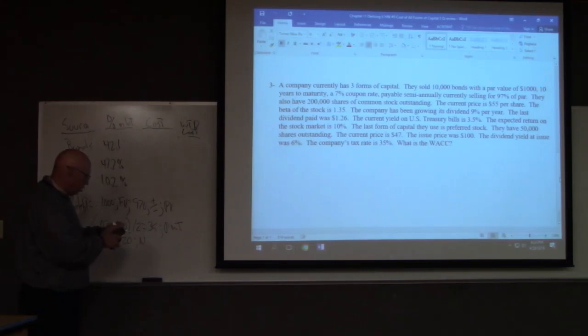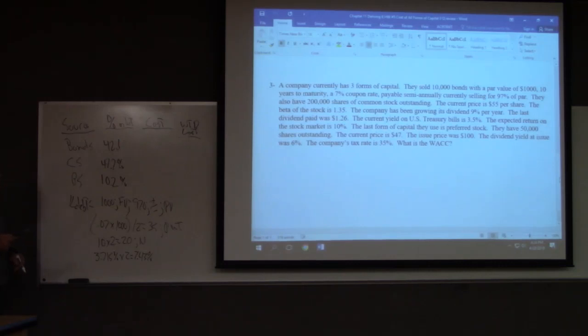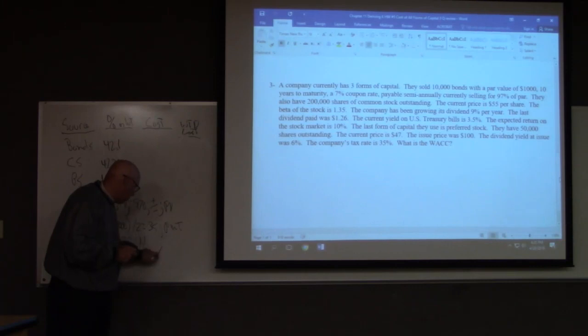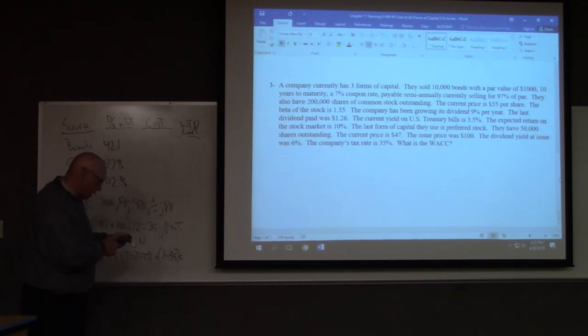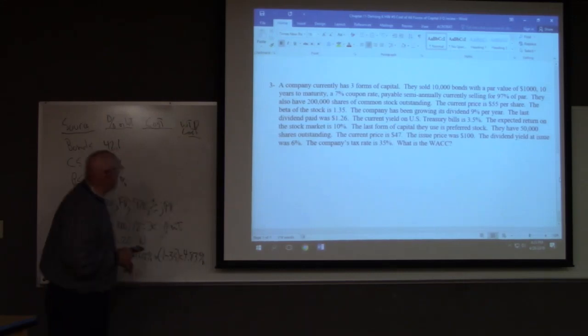So let's clear our calculators out and stick this information in here. 1,000 is our future value, and 970 plus minus is our present value. 35 is our payment. 20 is our N. Compute IY, and we get 3.715% times 2, and 7.43% is our pre-tax cost of debt, times 1 minus the tax rate. The tax rate is 35%, so we multiply that times 0.65, and we get 4.83%. That's our cost of debt. That'll go here.